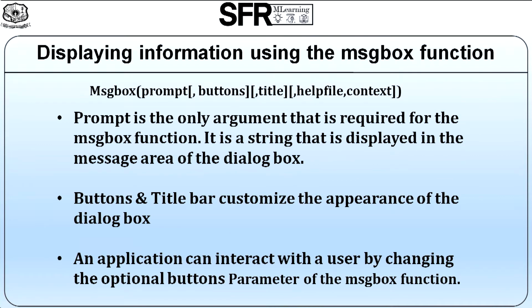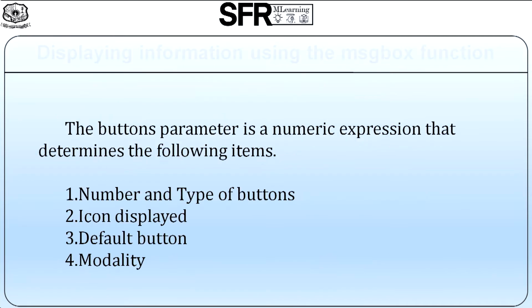Displaying information using the message box function. Syntax: MsgBox of prompt, buttons, title, help file, context. Prompt is the only and important argument which is required for the message box function. It is a string value that is displayed in the message area of the dialog box. Buttons and title bar customize the appearance of the dialog box. An application can interact with the user by changing the optional buttons parameter of the message box function.